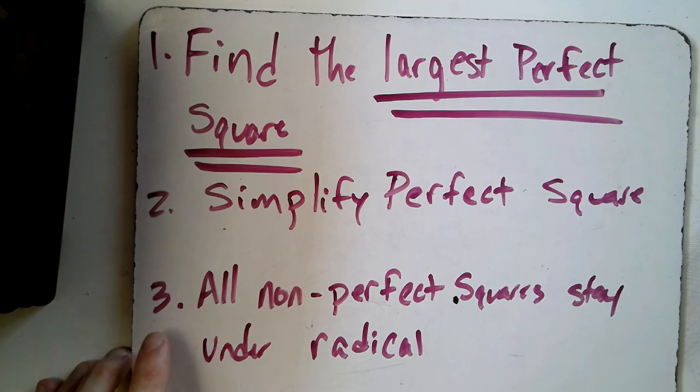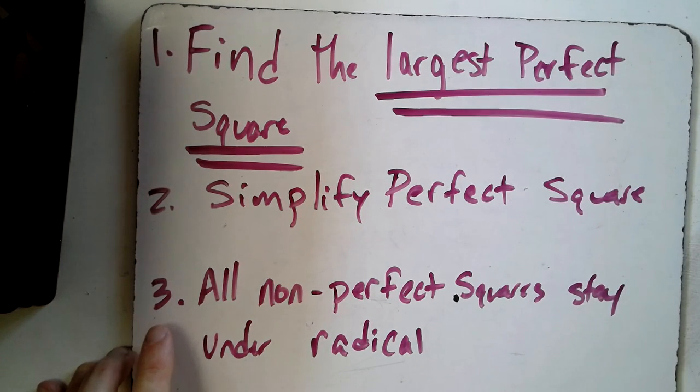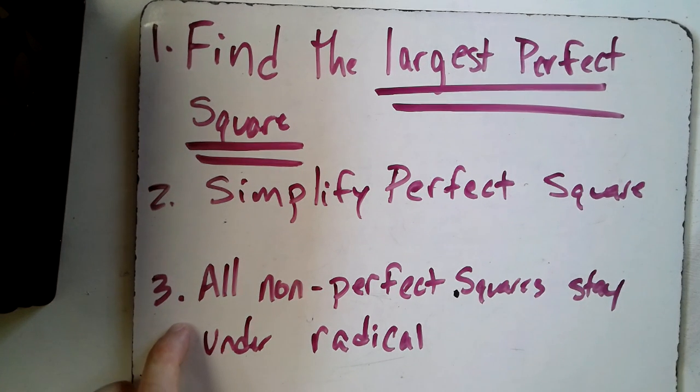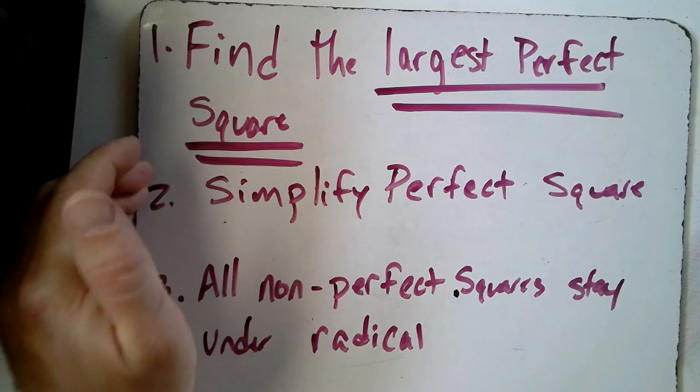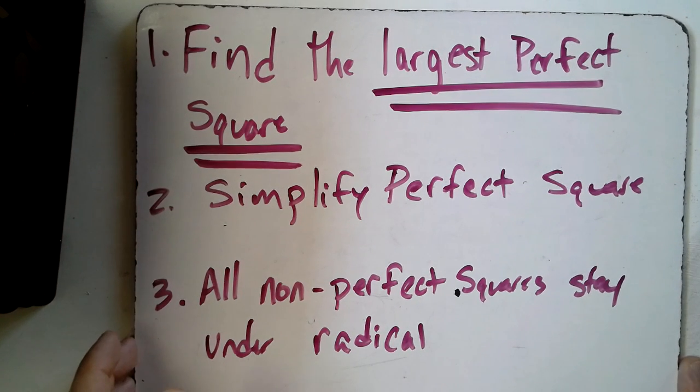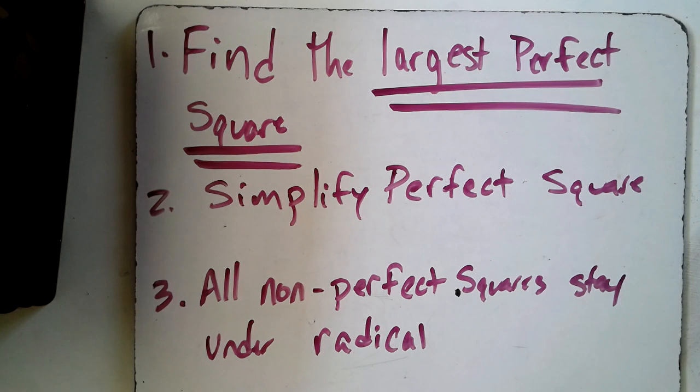And then finally, once we've simplified that perfect square and pulled it out of the radical, we are then going to leave all the non-perfect squares underneath the radical. So this is the process that we are going to follow, and it makes it a lot simpler than some methods where they go with prime factorization. We're going to teach you to find and look for the largest perfect square.